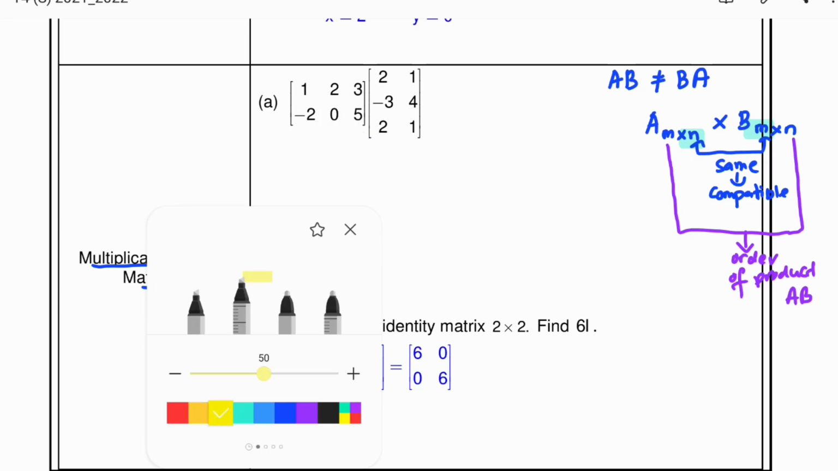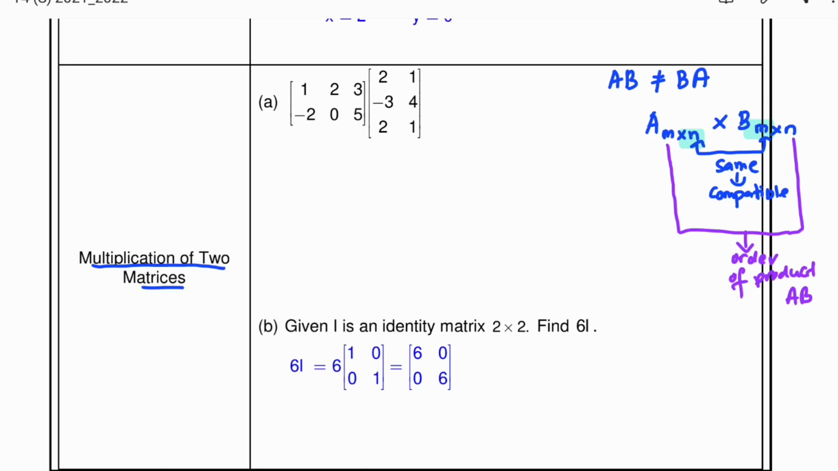So how are we going to do the process of multiplication? The process of multiplication must be row multiplied with column. It must be row, column, row, column. So we are going to start with the first row and the first column.